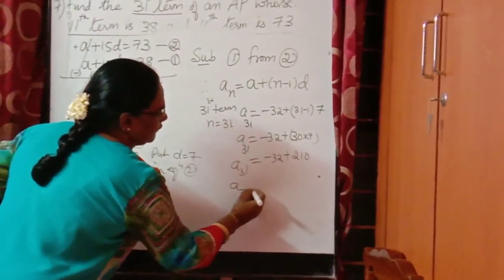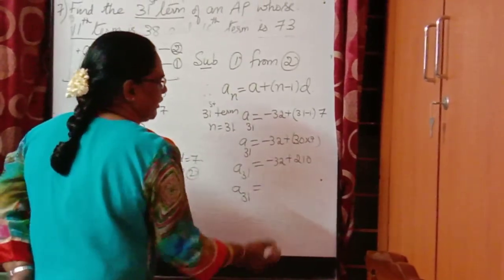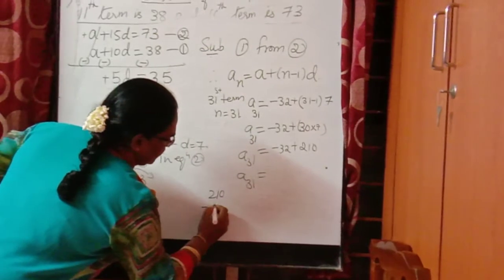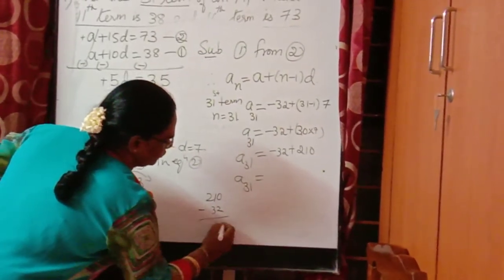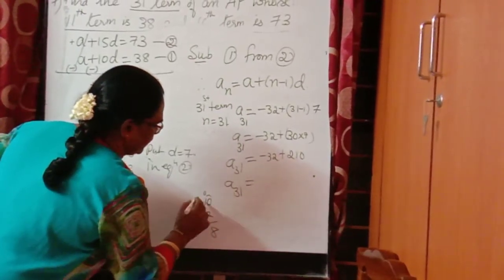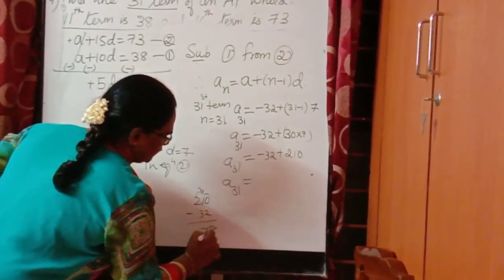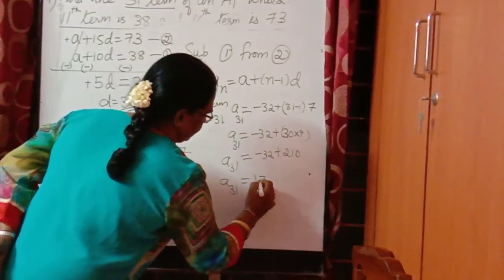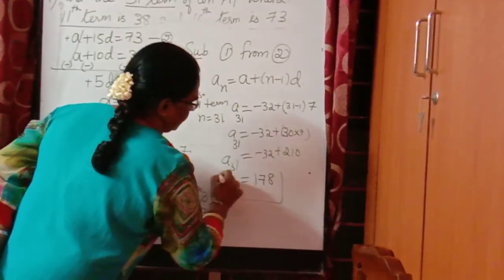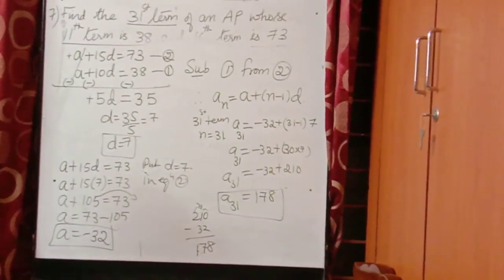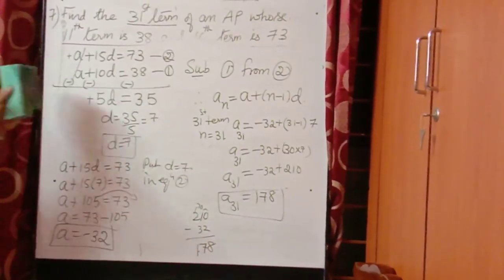Therefore A31 is equal to 210 minus 32. How much is that? 210 minus 32. 10 minus 2 is 8. Here is 0, 0 minus 3 you cannot, so 10 minus 3 is 7. 1, so 178. The 31st term is 178. Now you can copy down this.